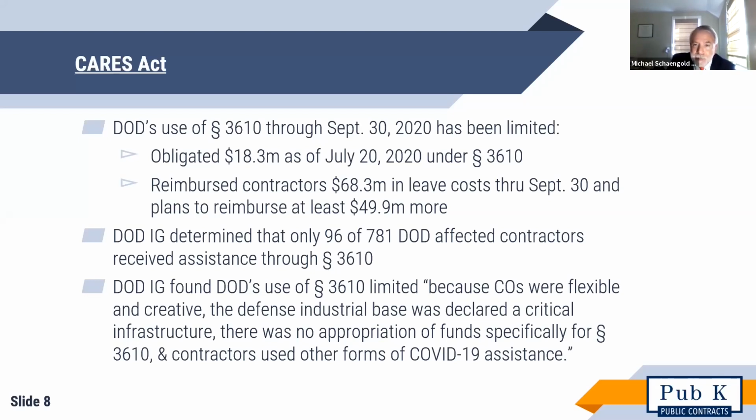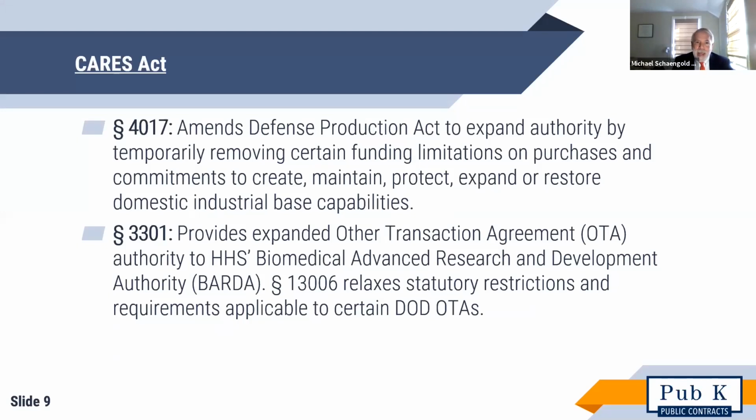Now, slide 9, please. The remainder of the government contracts provisions of the CARES Act relate to the use of the Defense Production Act, other transaction authority, undefinitized contract actions, and the Strategic National Stockpile to facilitate pandemic responsive contracting. And slide 10, please.